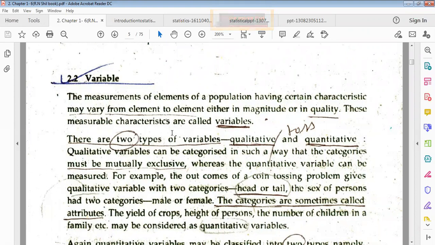There are two types of variables. One is qualitative variables and another is quantitative variables. Okay, qualitative represents quality. Quantitative means what? Which is represented numerically. Numerical data. Another is qualitative data. This is why there are two types of variables. Remember it.